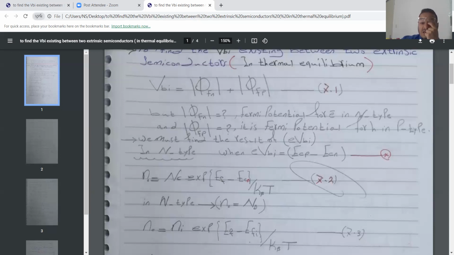And the same thing applies between the majority carrier holes in the P region and the minority carrier holes in the N region. We must know that in the same situation, holes and here electrons from N to P. It's important.